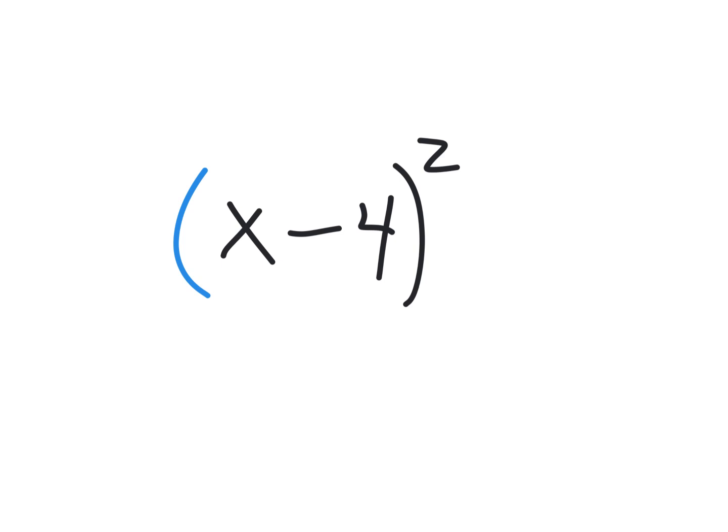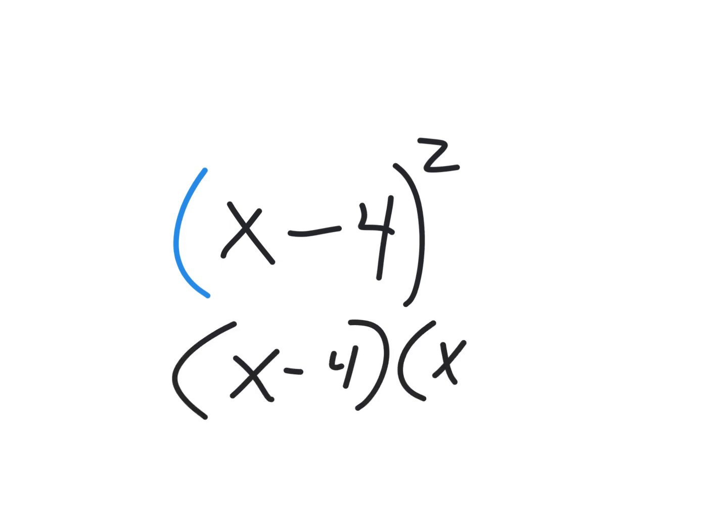So if last time you only got like a 13 out of 20, this is your moment to fix that. On this one, you should have said it was x minus 4 and x minus 4, because that's what squared means. Then you multiply it out. You do the first, so you got x squared. Now, you can do this in any order you want.